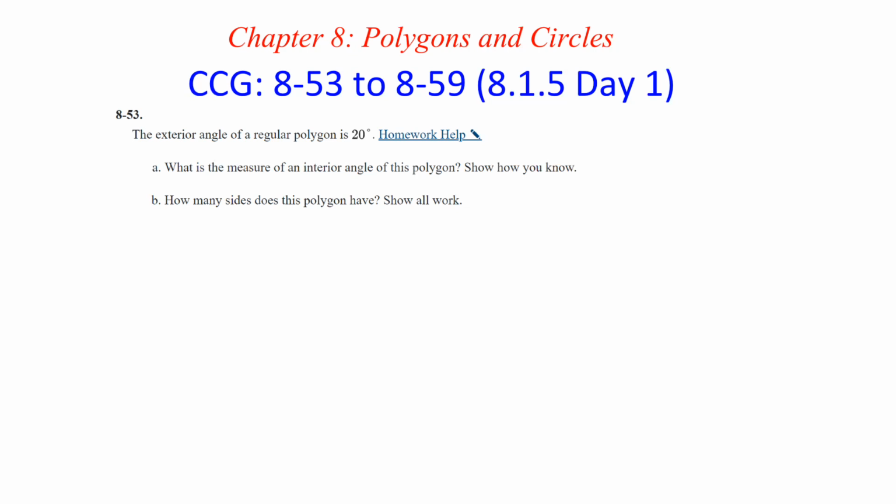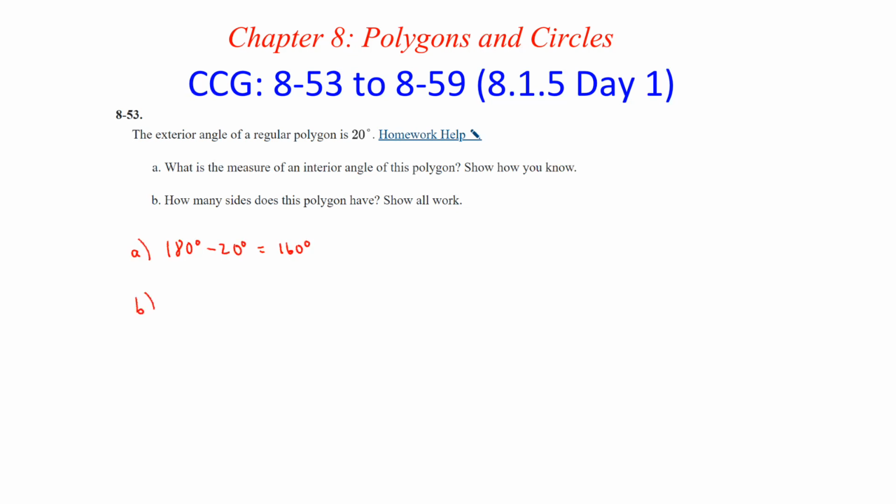Question 53. The exterior angle of a regular polygon is 20 degrees. Two parts. A. What is the measure of an interior angle of this polygon? Show how you know. Well, if we know the exterior angle is 20 degrees, then we know that the interior angle and the exterior angle are supplementary, so we can take 180 degrees minus 20 degrees so that we find out that the interior angle is 160 degrees.